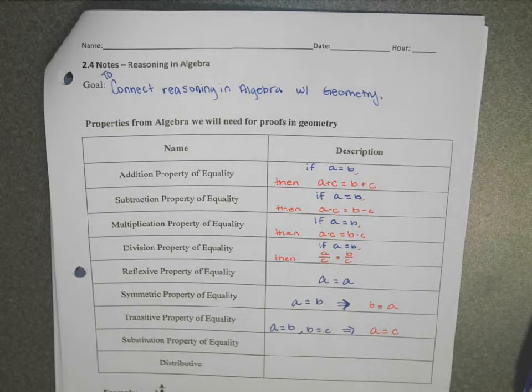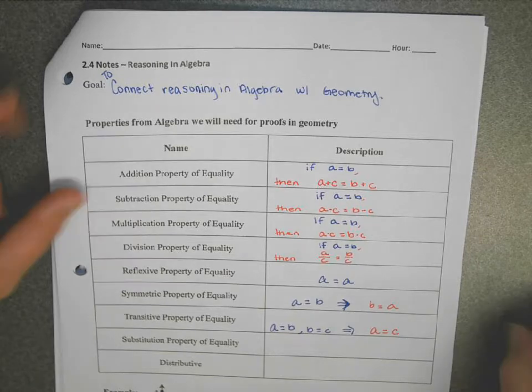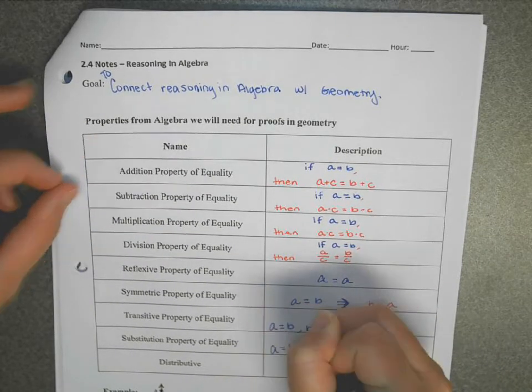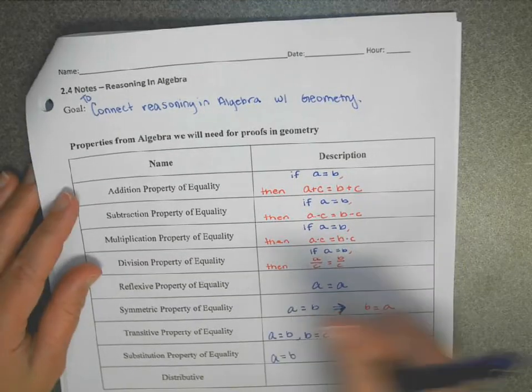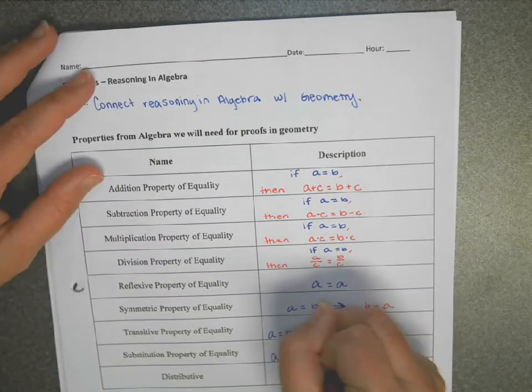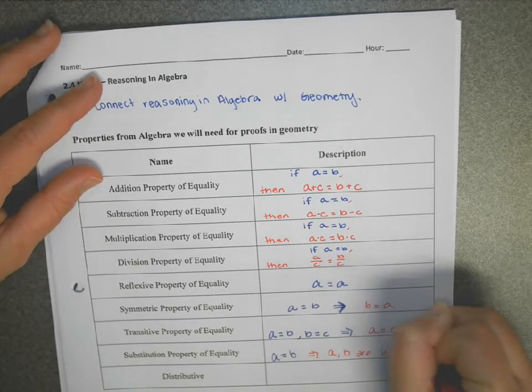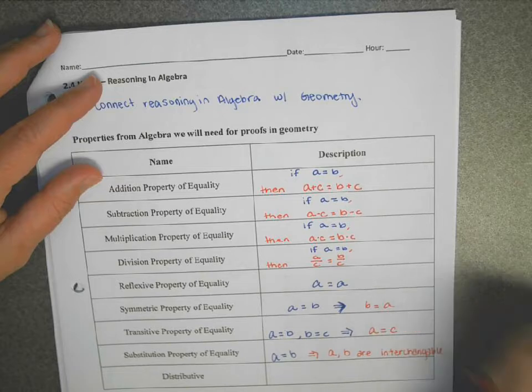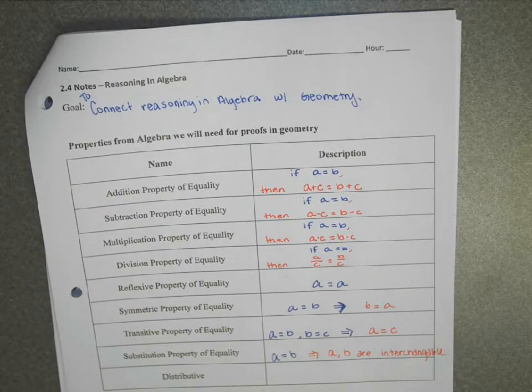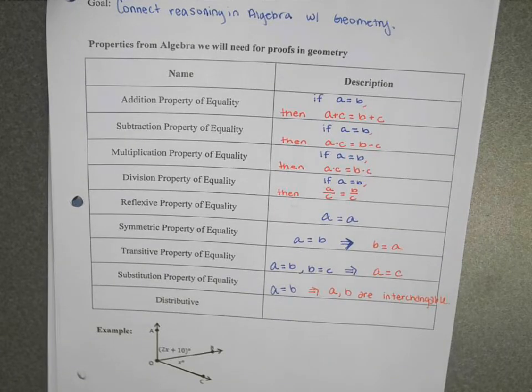The substitution property of equality says that if you know that A equals B, then A and B are interchangeable. So you could replace A in an equation, you could replace B in an equation with A. Okay, so you can do that in an equation if you know that A equals B. You can replace them with each other. They're interchangeable.